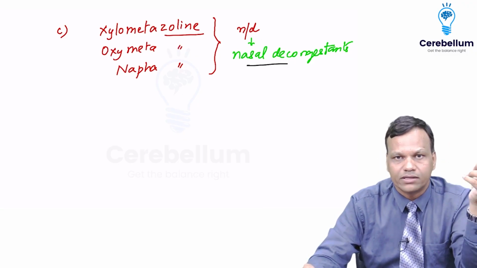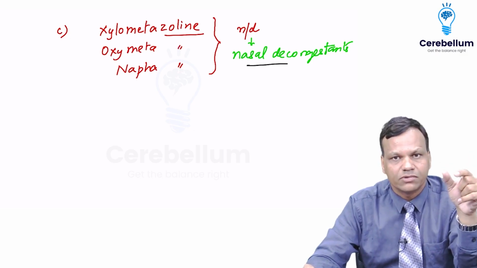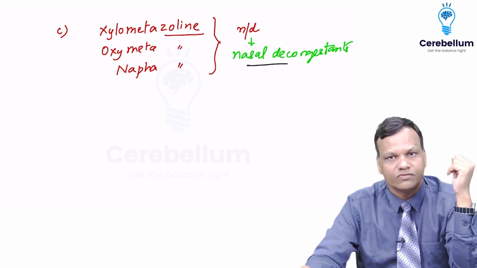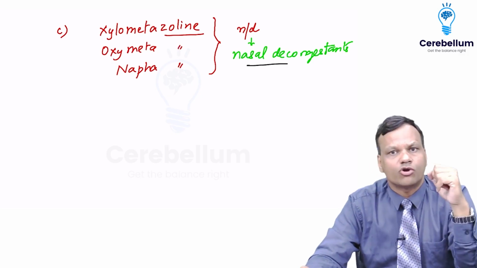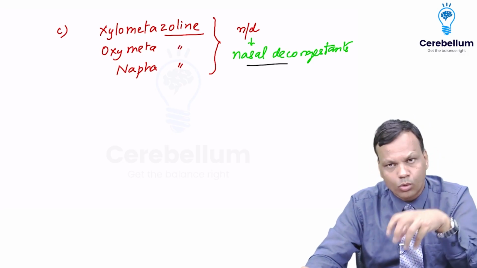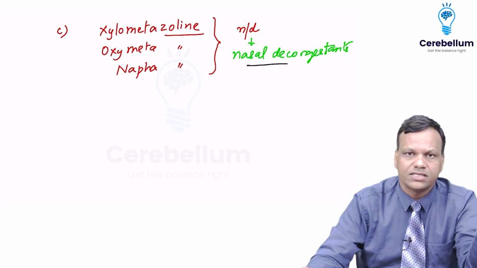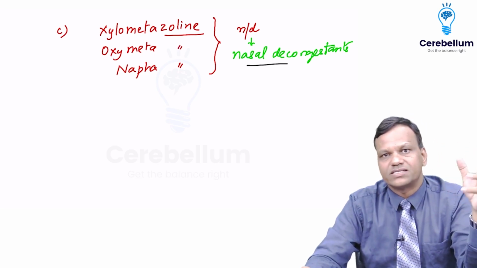Ephedrine was an oral drug. Remember, it was present in cough syrups, and we do not instill cough syrup in the nose. We take them orally. Whereas these are drops, they are used locally. Okay, so they are local nasal decongestants, whereas ephedrine was a systemic nasal decongestant.